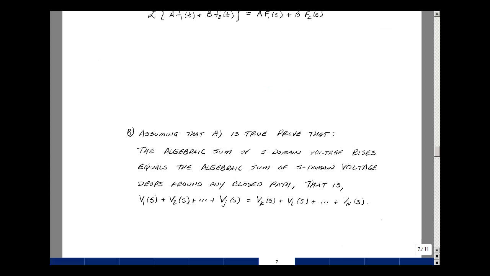For the second proof, assuming that part A is true, can you show that the algebraic sum of the S domain voltage rises equals the algebraic sum of the S domain voltage drops around any closed path? In other words, if the rises in voltage are V1 through Vj, that's equal to the drops, say Vk through V sub n.